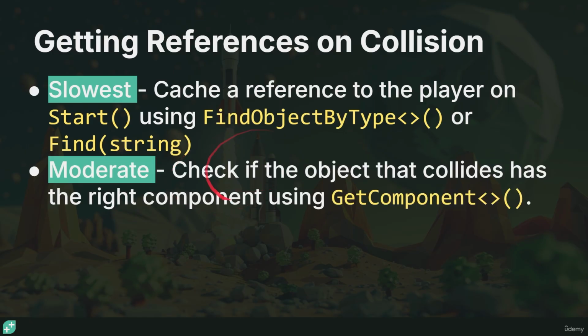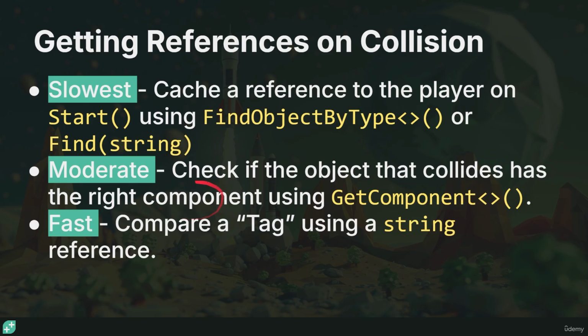Well, we could also, on each individual pickup, just check if the object that collides has the right component using GetComponent. For example, you could do something like, if other.gameObject.GetComponent is our player controller, then only execute whatever logic we want to fire. Again, that would actually probably work. I tend to use this most of the time.